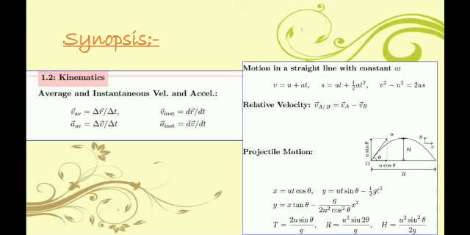T is equal to 2u sin theta by g. R is equal to u square sin 2 theta by g. H is equal to u square sin square theta by 2g.